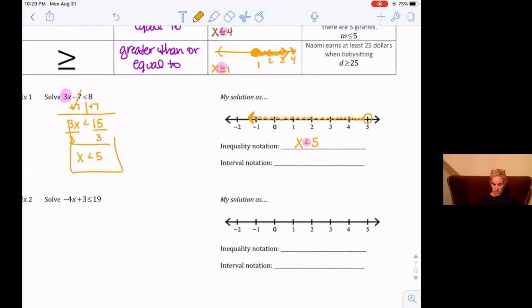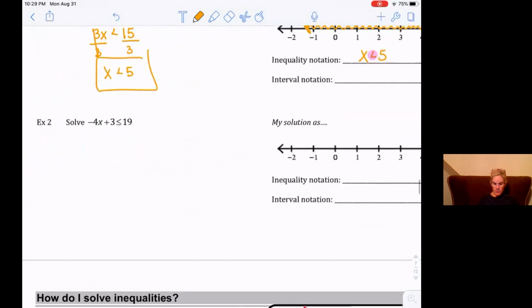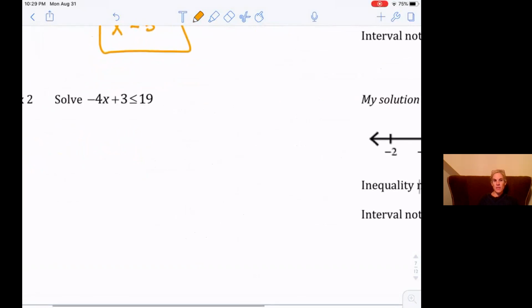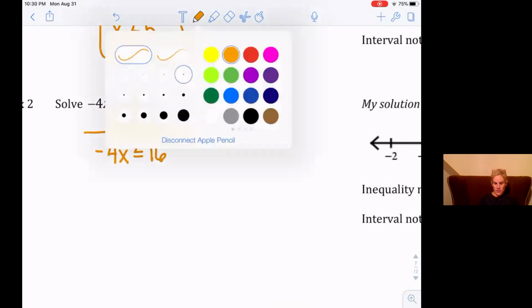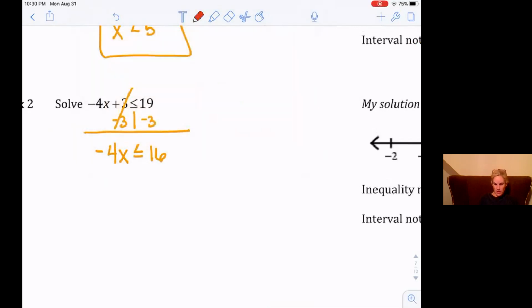All right, example 2. Example 2 says negative 4x plus 3 is less than or equal to 19. Okay, so just like the example above, our goal is to isolate x. So we're going to do inverse operations in order to get there. We're going to start by subtracting 3 from both sides. And when we do that, we get negative 4x is less than or equal to 16. All right, so from here, in order to get x by itself, we are going to divide both sides by negative 4.